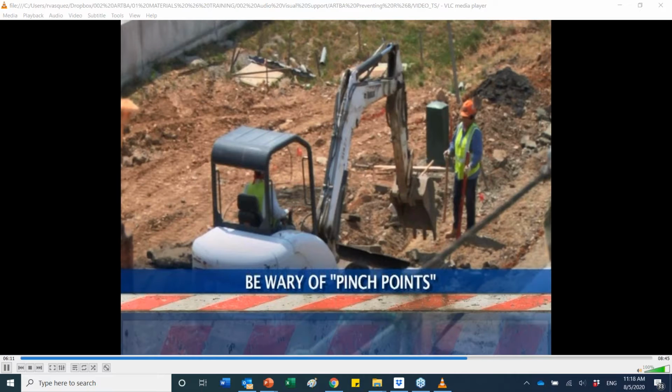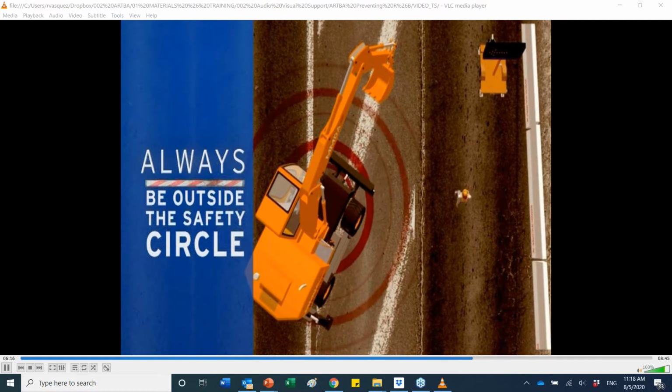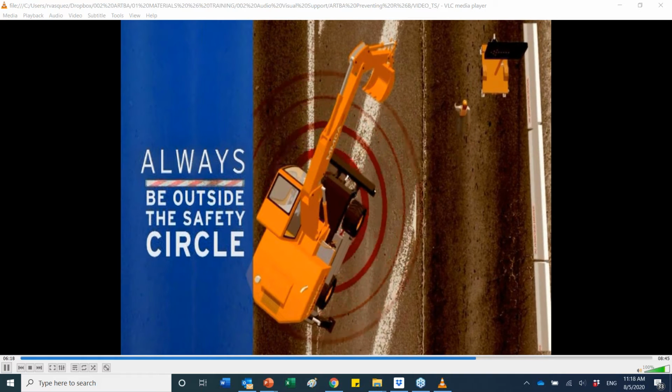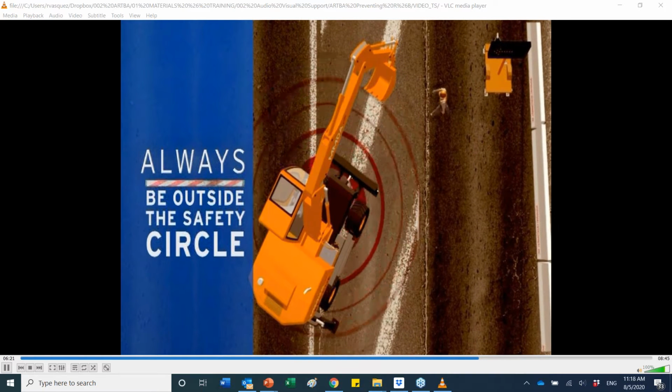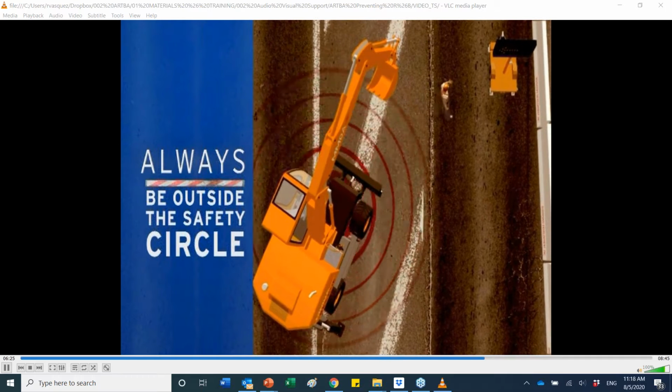It's good practice to imagine a safety circle around any equipment that you work near. The circle represents the safe distance to keep between yourself and the equipment. Enough clearance, for example, to protect you in case the equipment tips over.